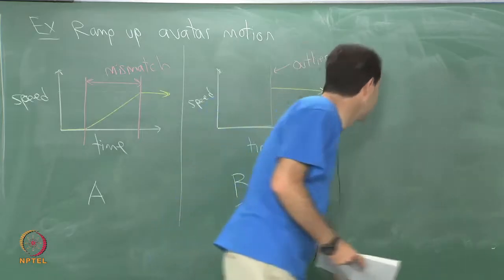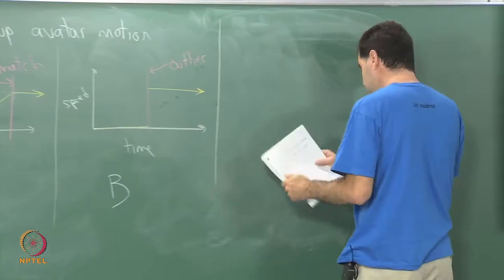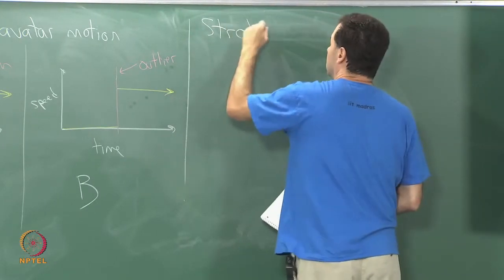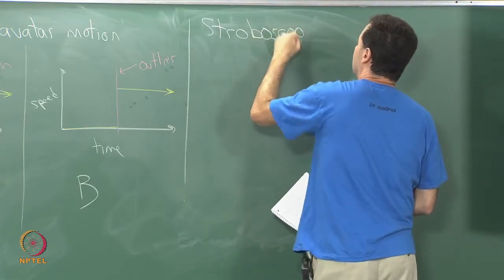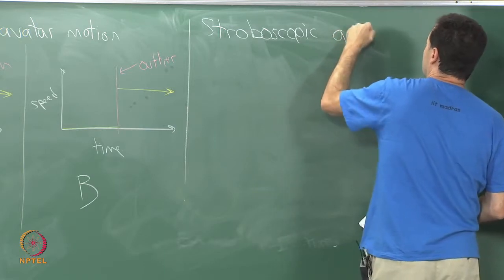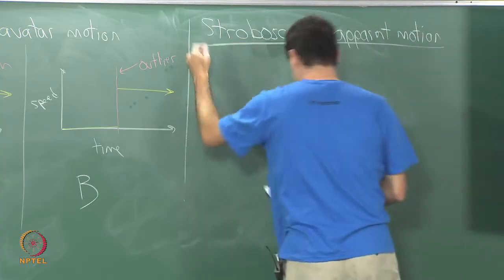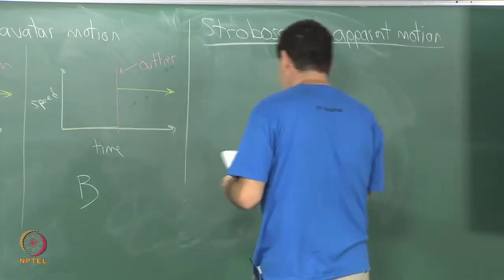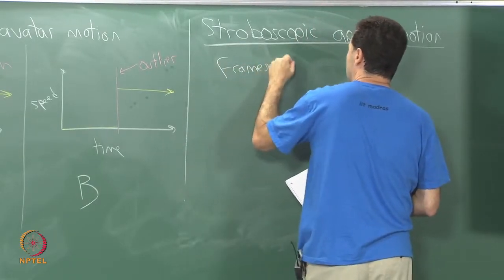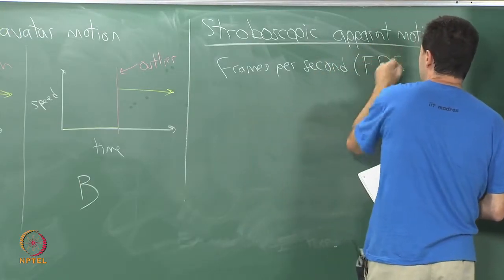Which brings me into the next topic, which again is still under perception of motion, and it's stroboscopic or scopic apparent motion. So again, let's think about frames per second, or FPS.